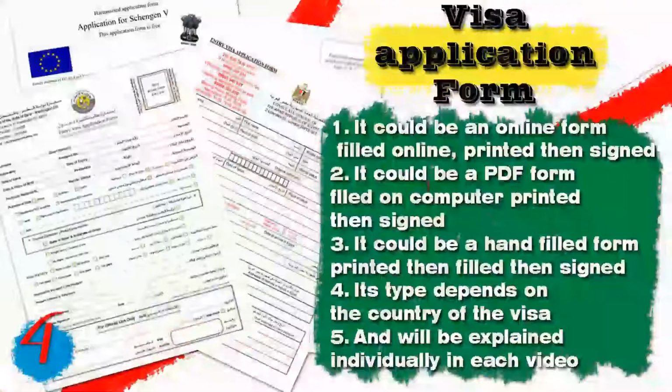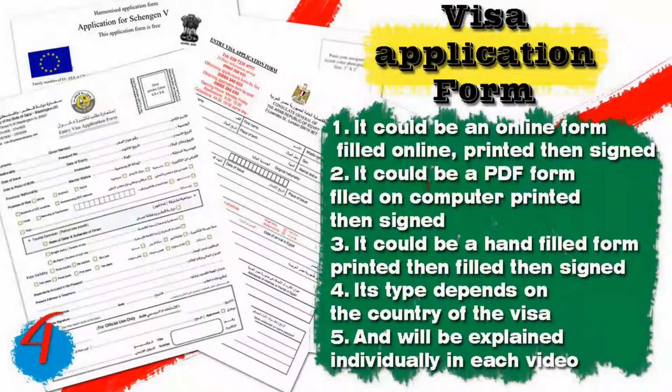Number 4, you will need visa application forms. The visa application form could be an online form filled online, printed, then signed. It could also be a PDF form filled on a computer, printed, then signed, and it could also be a hand-filled form, printed, then filled, then signed. Its type depends on the country of the visa and will be explained individually in each video.